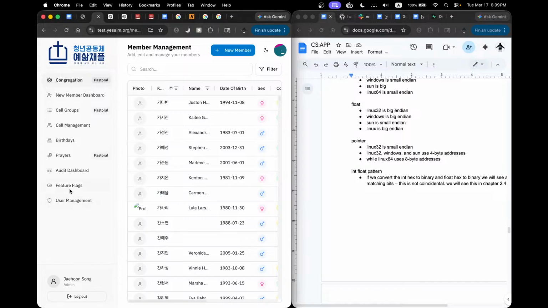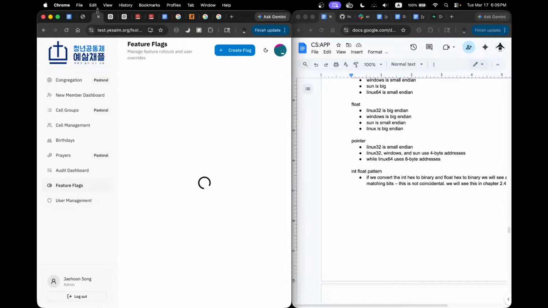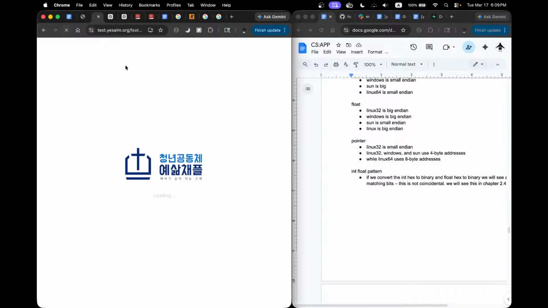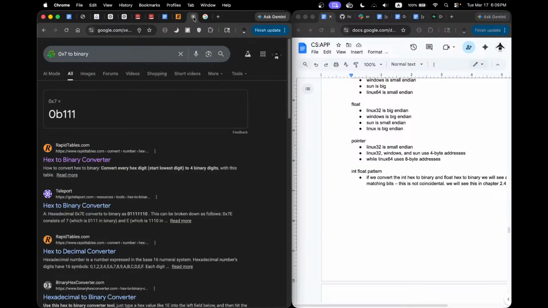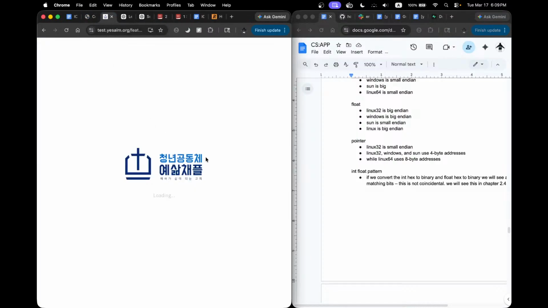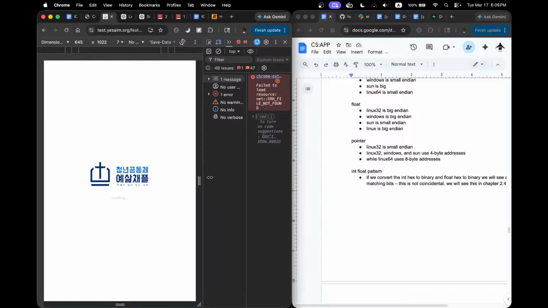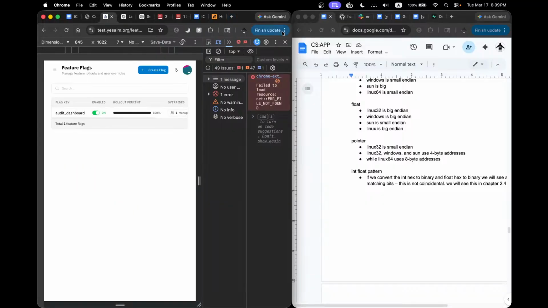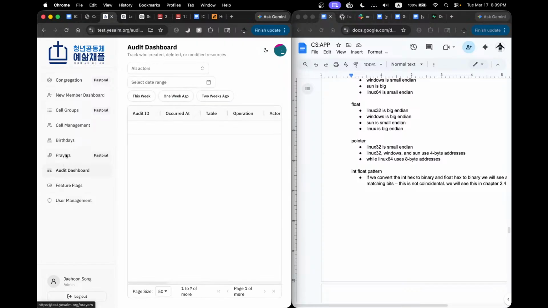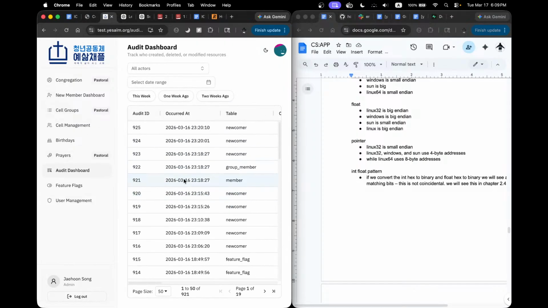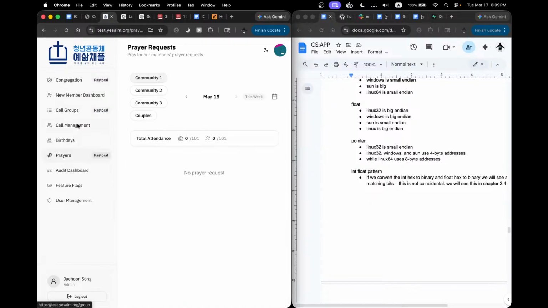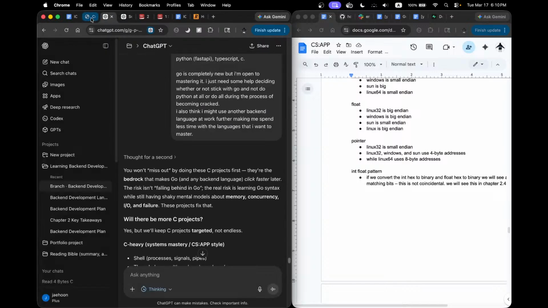Anyways, I am going to die. Why is that loading? That doesn't seem very good. Is the server down? Or is this just slow? It's not good if it's this slow. Oh, that's very slow. That's very, very slow. Anyways, that's the church app.